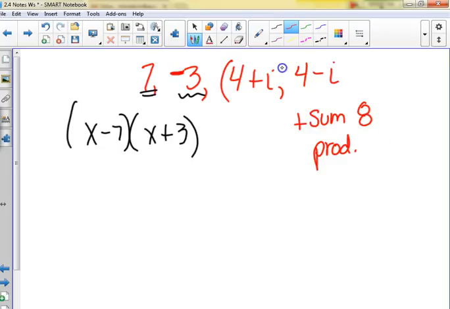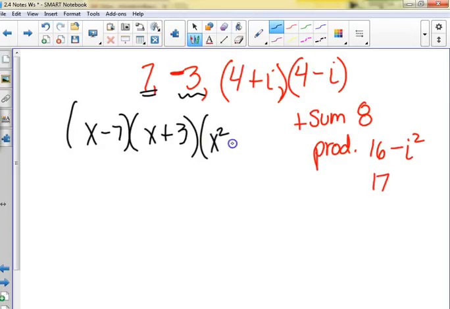Okay, now we need a product. 4 times 4 is 16, plus 4i and minus 4i, gone. Minus i times i would be minus i squared, which is plus 1, which is 17. Did I just make up the same question we just did? Oh my goodness. Okay, so what happens when you throw it together? It's x squared minus the sum plus the product. Okay, let me see if I can do a little bit better on one.